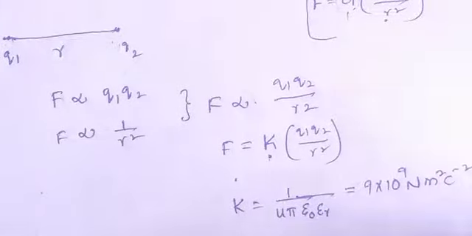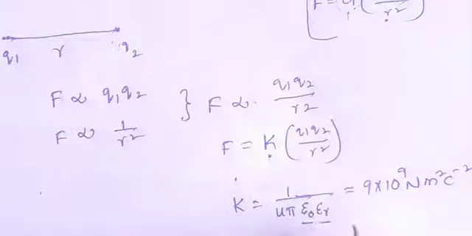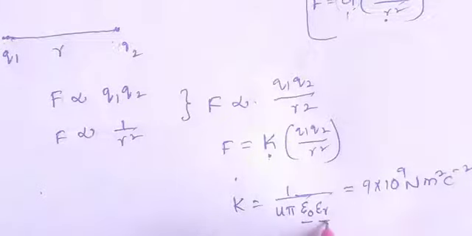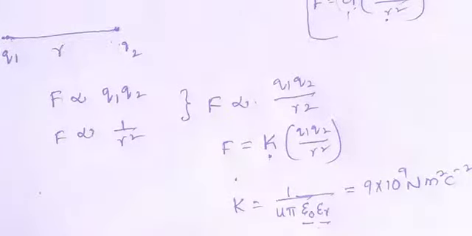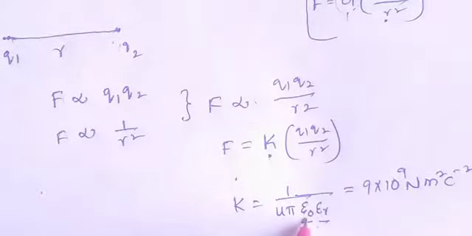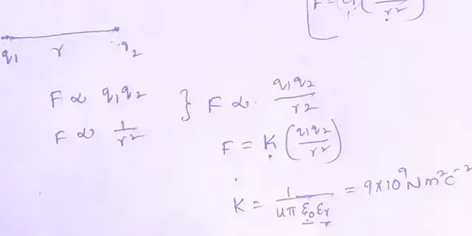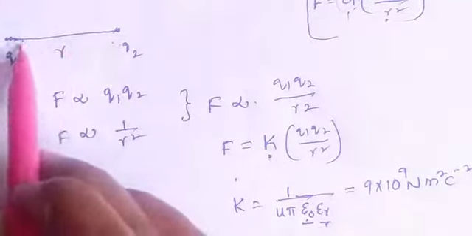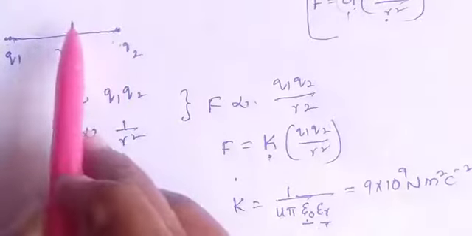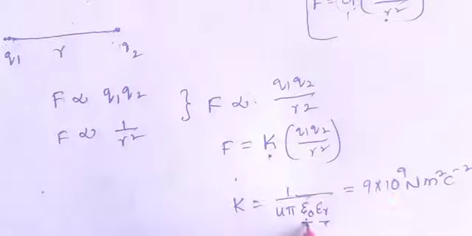So what are epsilon naught and epsilon r? This is the question here. Epsilon naught and epsilon r represent the permittivity. Epsilon naught is the permittivity of free space, and epsilon r is the relative permittivity of the medium. There is also another one, the absolute electric permittivity. If the medium between the two charges is air or vacuum, then we consider epsilon naught.